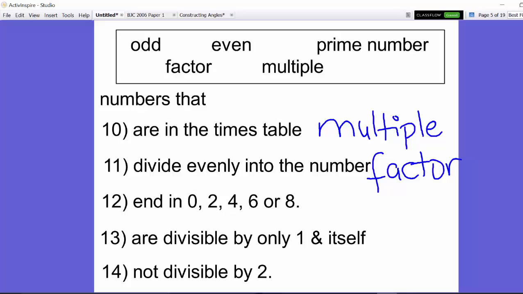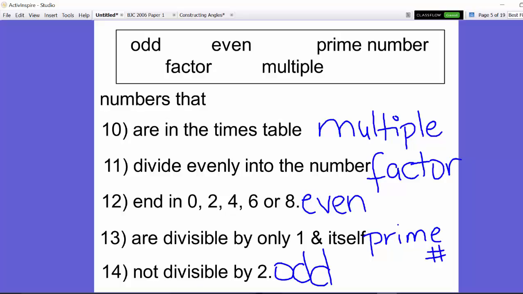Numbers that end in 0, 2, 4, 6, or 8, they are even numbers. Next, numbers that are divisible by only 1 and itself. That means this number only has 2 factors, 1 and itself. That is a prime number. So I'm just going to put the number sign, not a hashtag. It's math. It's a number sign for prime number. I don't have enough space to write the whole word out. And the last one, numbers that are not divisible by 2, that would be odd numbers. It's just number theory things that you should know.